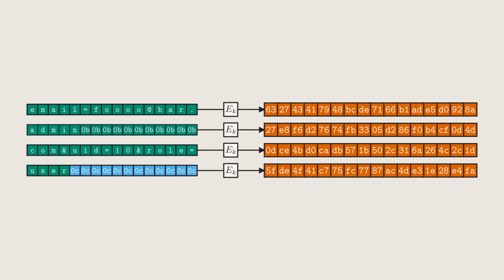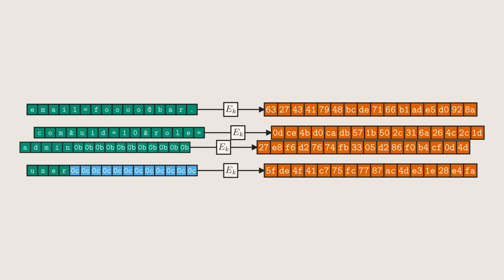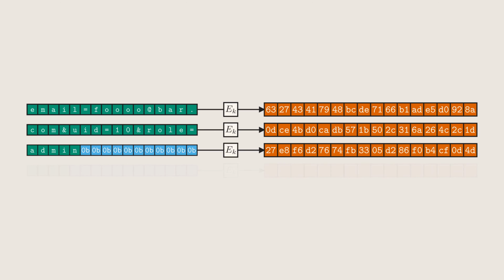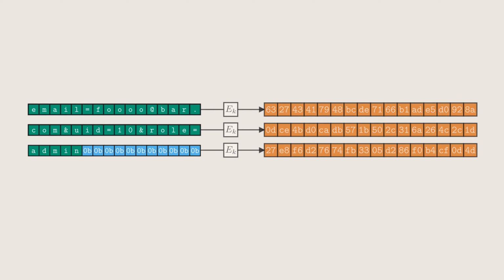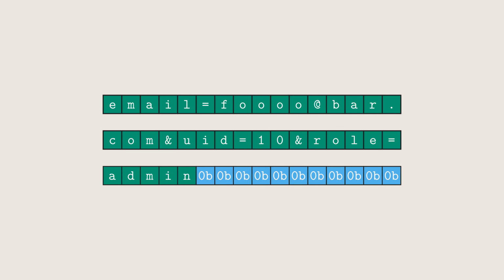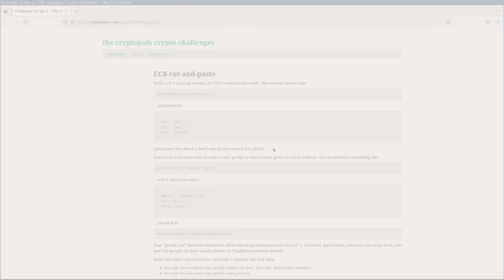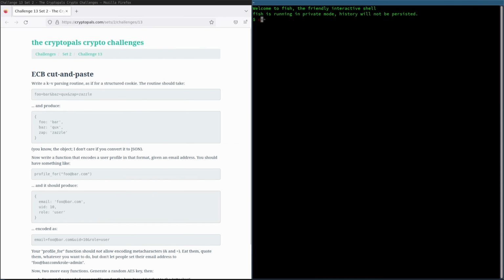Since these cipher calls are all independent of each other, we can reorder them however we want, and we can also remove any unwanted blocks too. So let's transpose these two middle blocks and drop the final block, and there you have it. This gives us a valid admin token for our email address. That's right, this challenge actually is just that simple. Now that we've seen it, let's implement it. All right, and here we go.